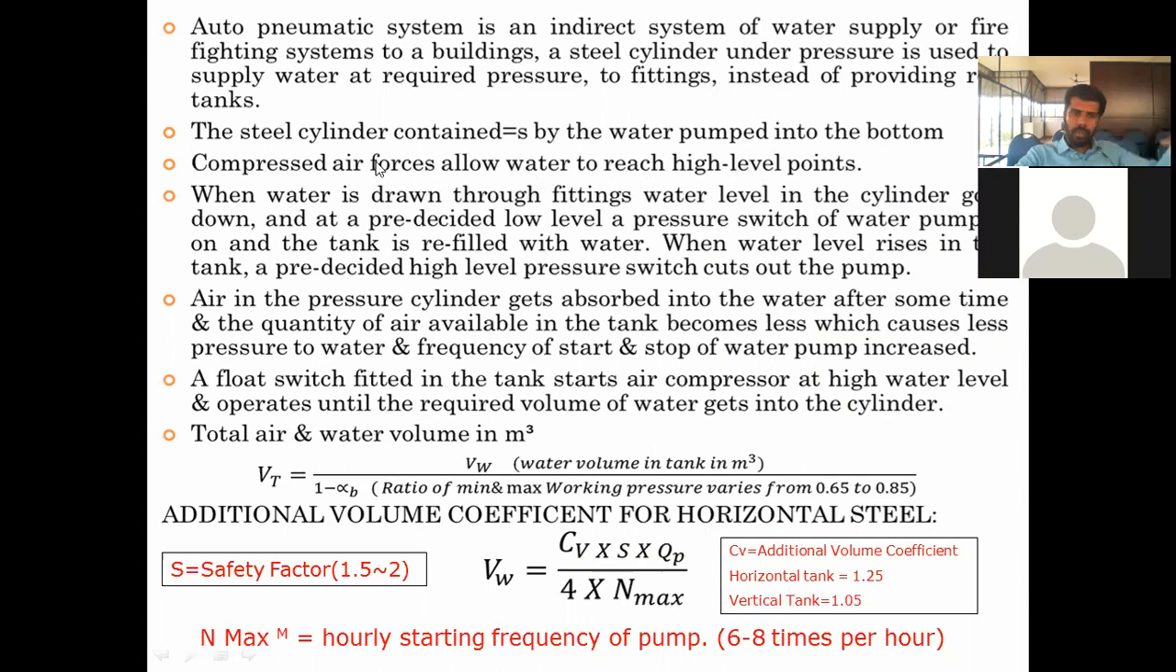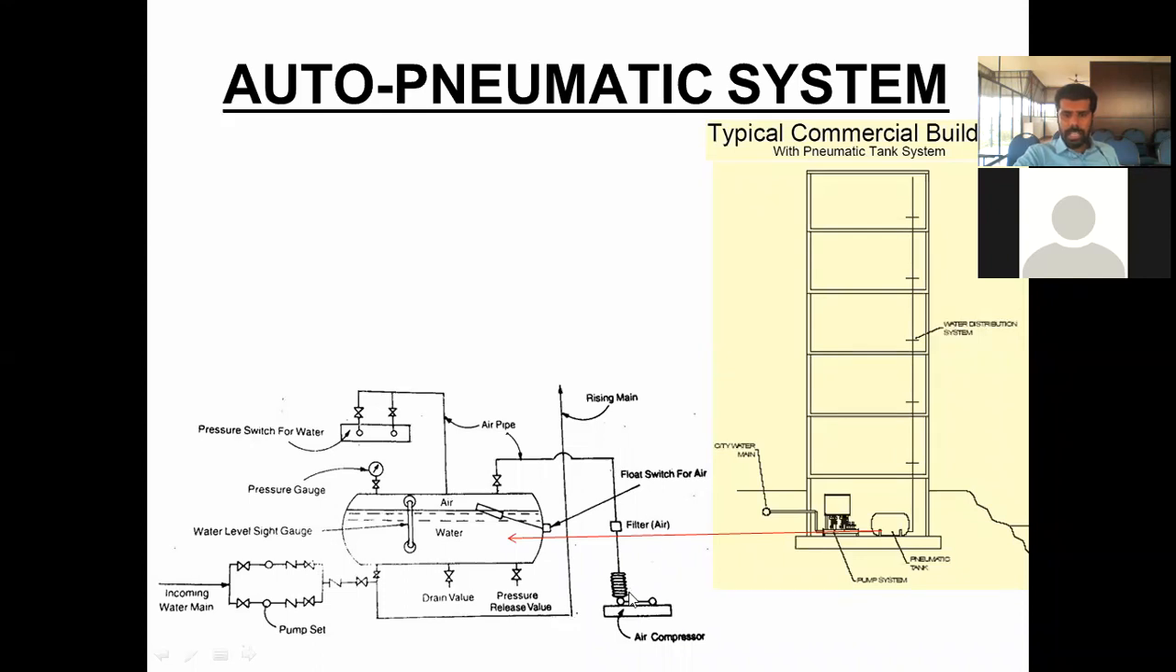So compressed air forces the water to reach the high level. Okay, so you can see here, on this side there is a compressor. By the help of the compressor, through the air filter, it goes through this pipe, and compressed air is being supplied into the other end of the tank. So this area will be filled with compressed air.